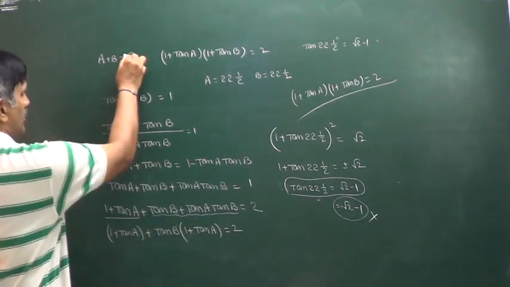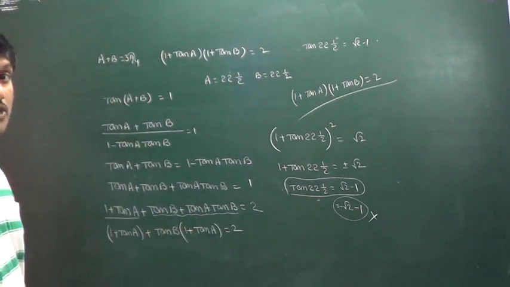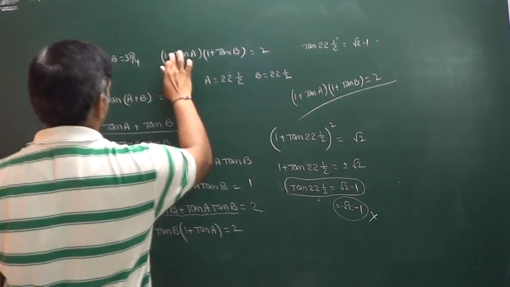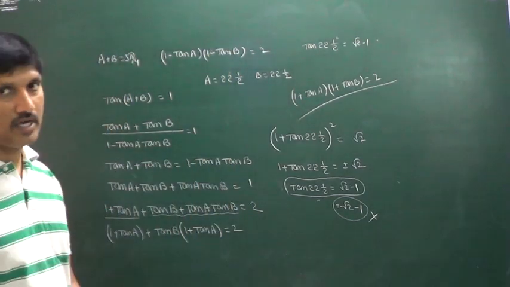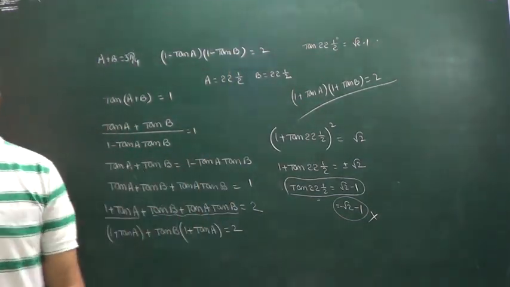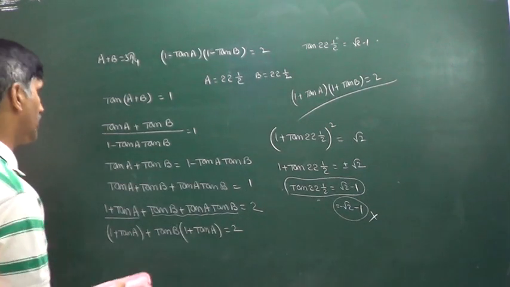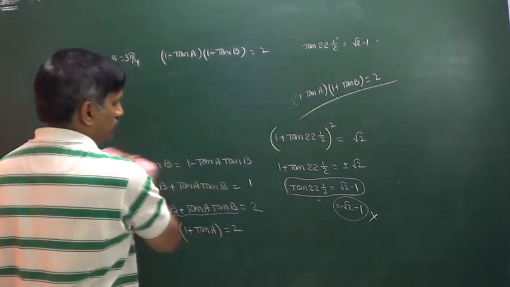Suppose the question is given A plus B is equal to 3 pi by 4. Then what is the value of 1 minus tan A into 1 minus tan B? Yes, 1 minus tan A into 1 minus tan B, you will get 2. Come on, check it. Find out. Do it.